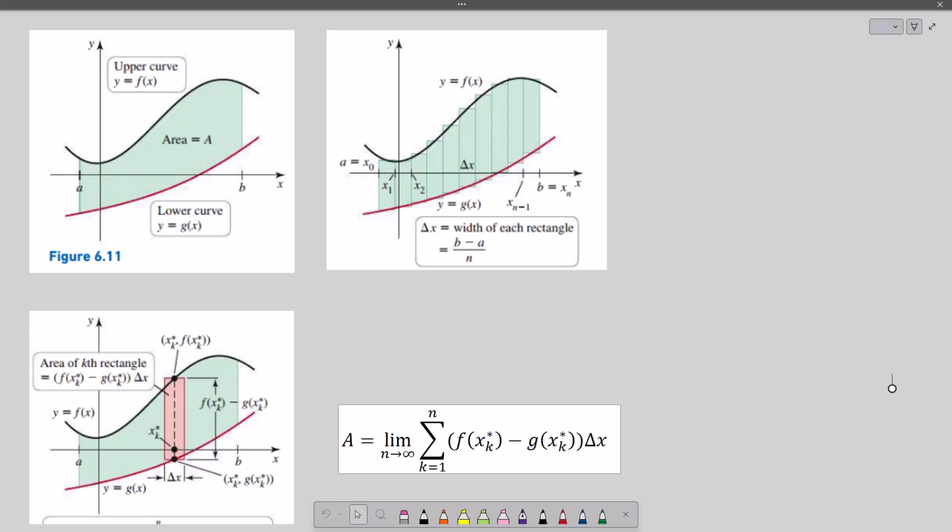The Riemann sum is an approximation. But if you take the limit and let the number of rectangles go to infinity, the Riemann sum becomes an integral. So that's the pivotal point, that's the crux. And that's what this is describing.